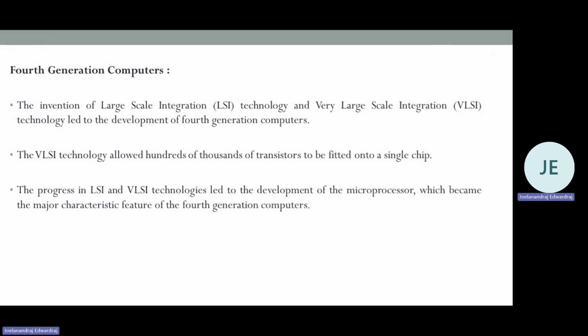And fourth generation computers. When the technology in the electronic domain got more and more improved, similarly the computer evolution also took place, because computers predominantly rely on electronics.